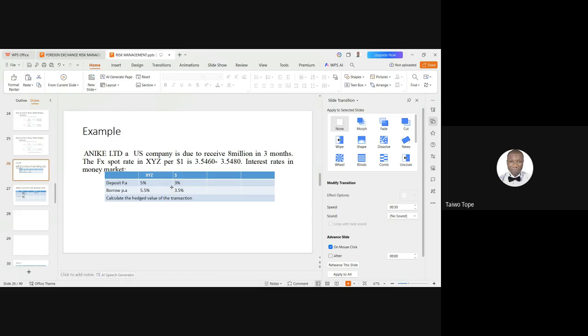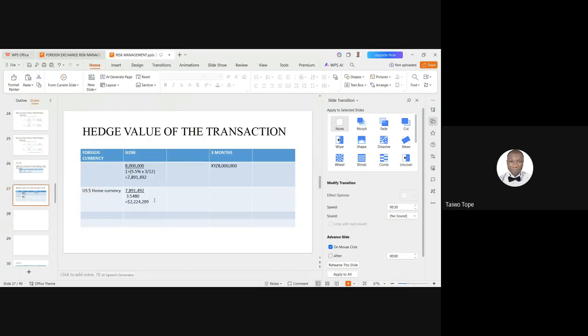Deposits in dollar will be at what rate? 3%. Now, this amount you have here, when you deposit this value in your bank, what will be the value in the next 3 months? What interest will accrue to this in the next 3 months?